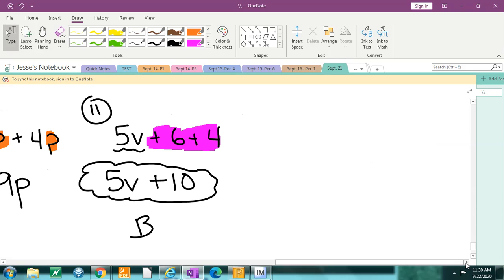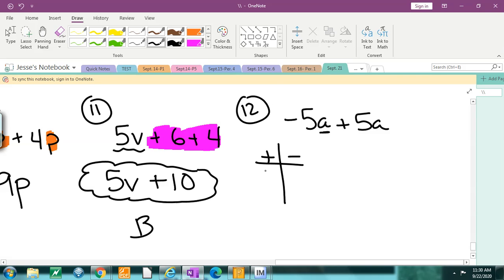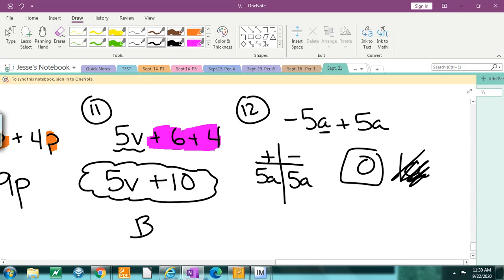All right, let me try the next one. Number 12. Negative 5a plus 5a. Now, here they both have a's, right? So I could do the t-chart and include the a's. 5a and then 5a. Well, who won? No one did. Oh, 0. It's not a because then that would be 1a. So don't put a. It's 0. Nothing.